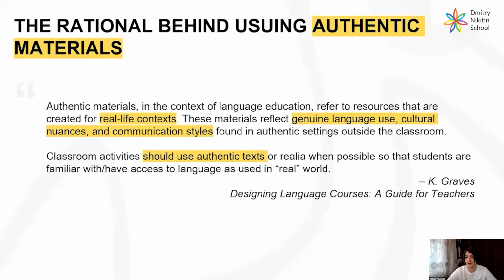When it comes to authentic materials, there are quite a few things that we know about them. Technically speaking, authentic materials can be pretty much anything, right? It can be a text, for example, a novel that we read, or an article. It can be a video, a movie, a podcast. You know what? It can be even a recipe. Pretty much anything that was created for a real life context is authentic material.